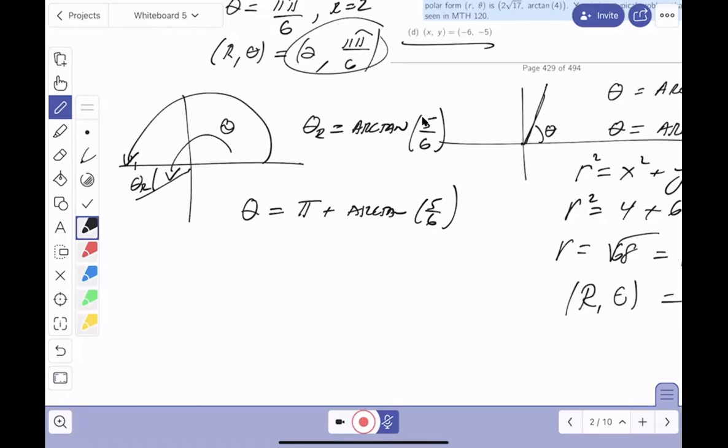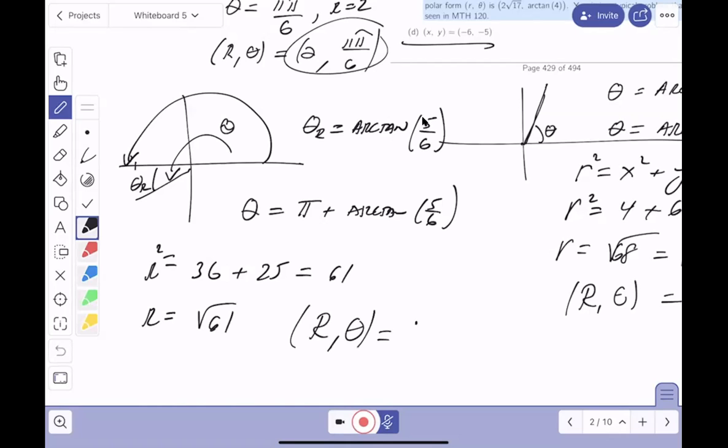What's the r? Well, r squared is equal to x squared, which is 36, plus the y squared, which is 25. And what's that going to be? 51, let me see, 61. All right, so what's the r going to be? Root 61. I'll write this down. Again, the answer is going to be written as r, comma theta. So it's going to be root 61, comma pi plus arctan, I'll write it this way over here, 5/6.